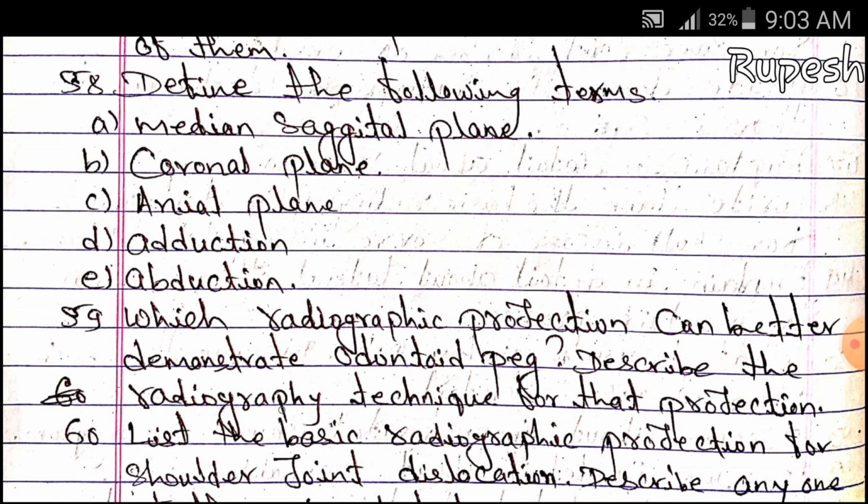Question number 59. Which radiographic projection can better demonstrate odontoid peg? Describe the radiographic technique for that projection.